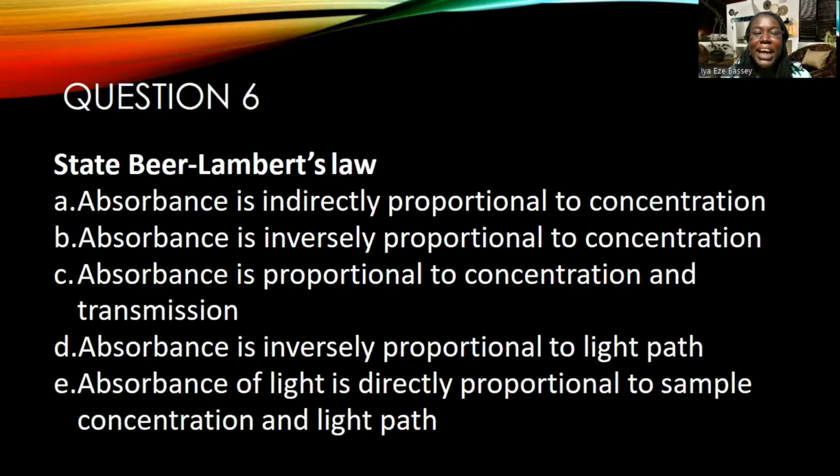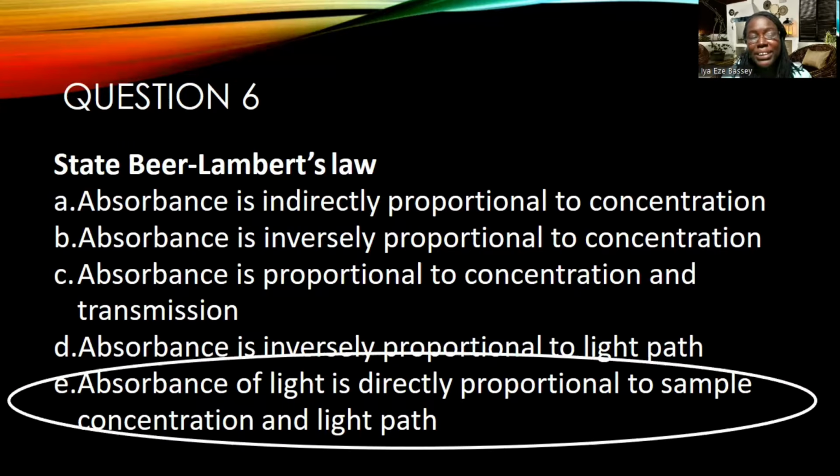State the Beer-Lambert's law. A, absorbance is indirectly proportional to concentration. B, absorbance is inversely proportional to concentration. Is there a difference between the two? C, absorbance is proportional to concentration and transmission. D, absorbance is inversely proportional to the light path. E, absorbance of light is directly proportional to the sample concentration and the light path. When you talk about the light path, you're usually talking about the light path of the cuvette, and I choose that as my answer.